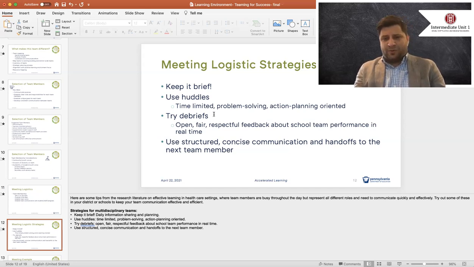Also recommend using huddles. Huddles are time limited. They're very focused on problem solving, and they're very action oriented. So that's a really good strategy for engagement and communication.